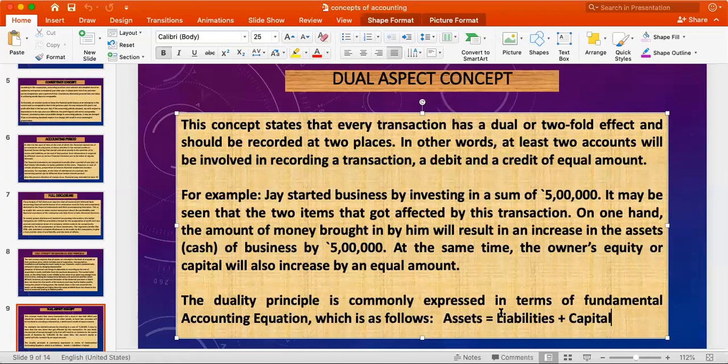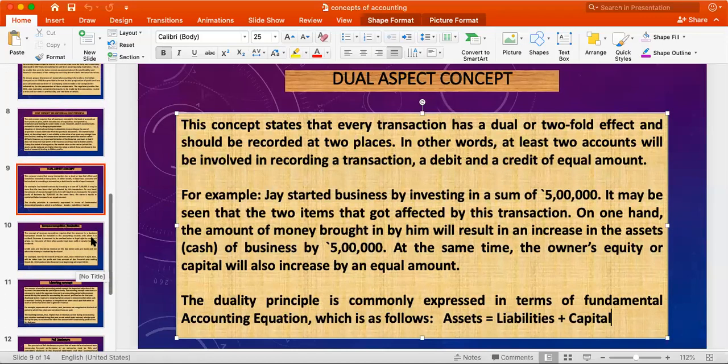So this way we will study in the next chapter. The whole chapter is about this accounting equation, which will be a numerical chapter. And then you will get to know, for all the transactions, where is the increase and where is the decrease.